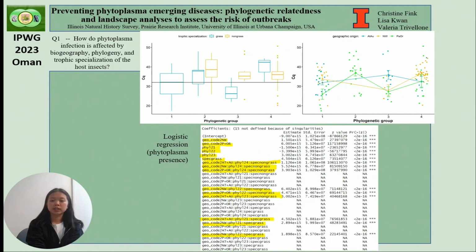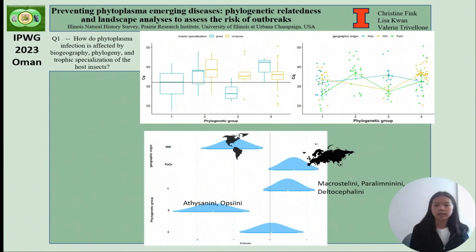Using a logistic regression for the presence or absence of phytoplasmas, we showed that biogeography, phylogeny, and trophic specialization of the host insects and their interactions affect the presence of phytoplasmas in the insect samples. Based on the Bayesian regression model, there's a higher probability for samples originating in the New World to be phytoplasma positive. For samples in the Palearctic Oriental region, there's a higher probability for phytoplasma positive samples, and tribes belonging to phylogenetic group 1 are more likely to be infected by phytoplasma. Those belonging to group 2 are more likely to be phytoplasma negative.